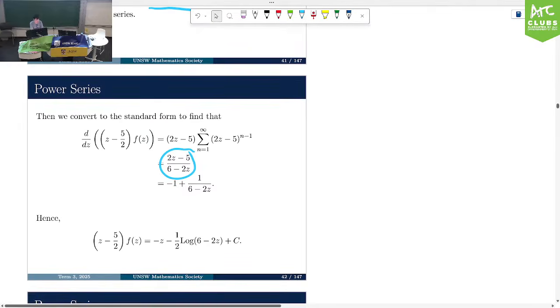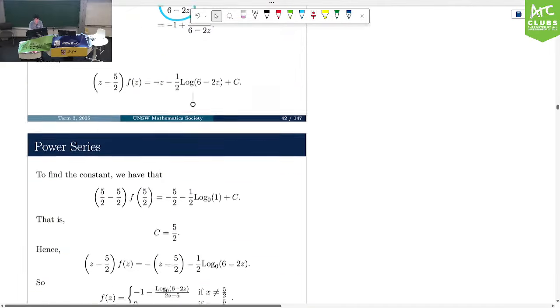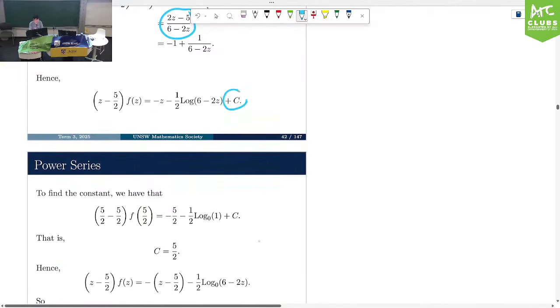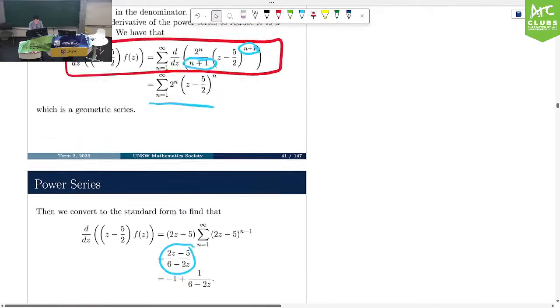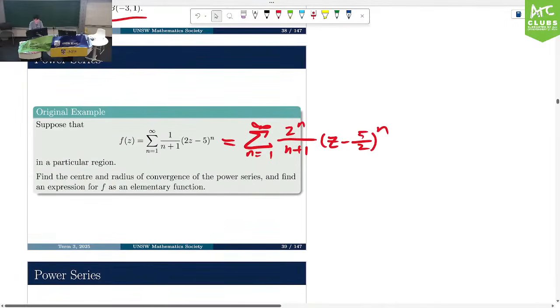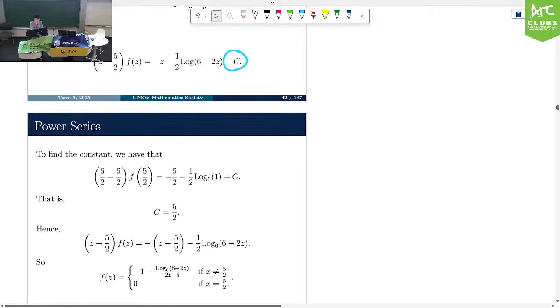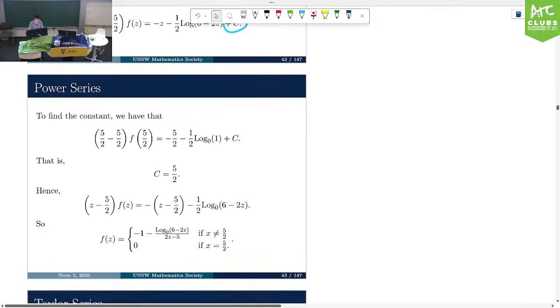And we can just integrate both sides to find the antiderivative, and also rearrange to find f. When we're doing the antiderivative, we always have a constant c over here. To find c, we take note that in the original example, if you let z equal 5/2, we have f of z equal to 0. So in that case, we can substitute in here to find c. Substituting, we find that c equals 5/2. And yeah, the rest is just rearrangement.